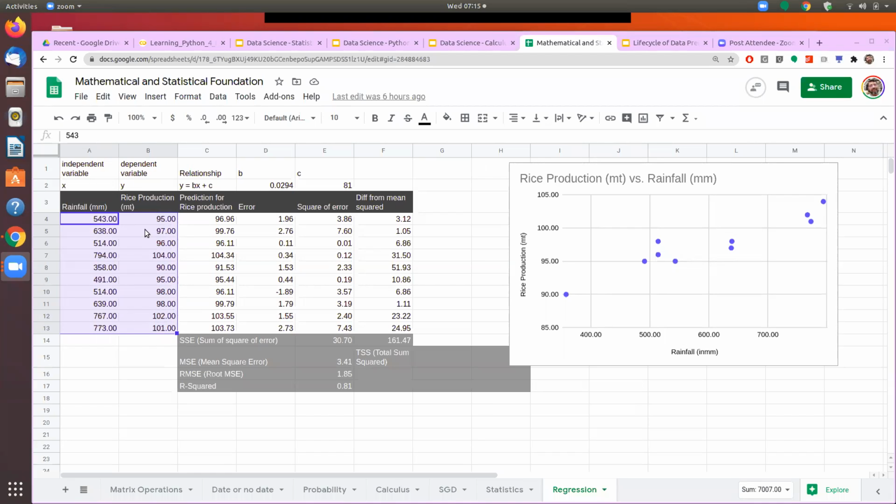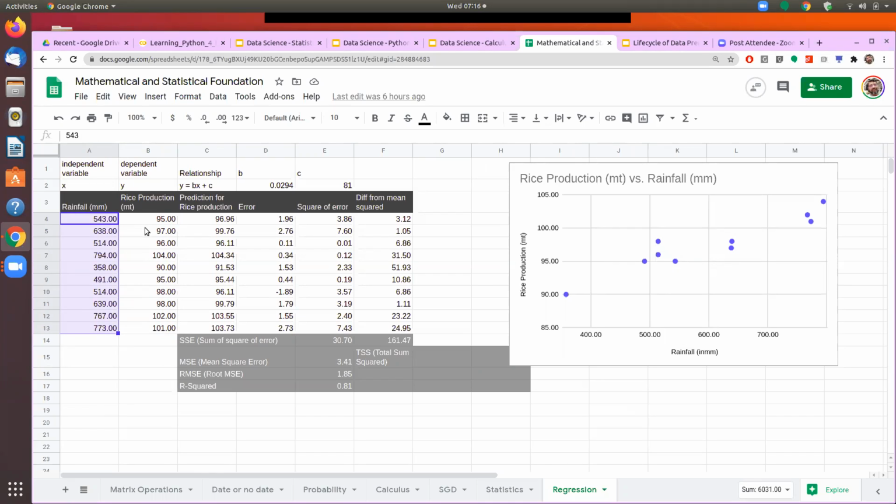So for example, the rainfall is say 514 in 2 years, but it's not exactly the same. In one year we got 96 million tons of production, and in the other year we got 98 million tons of production. So there is some positive correlation, but it's not really a direct correlation that we can figure out.